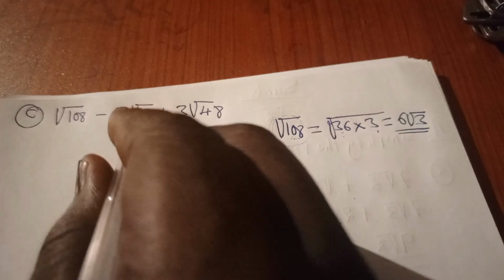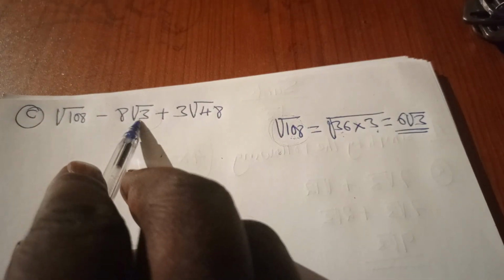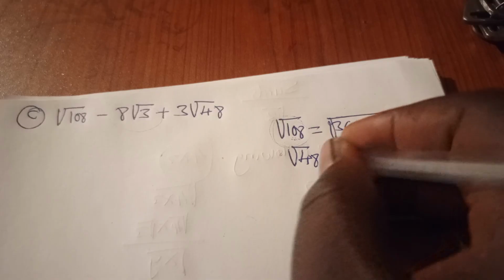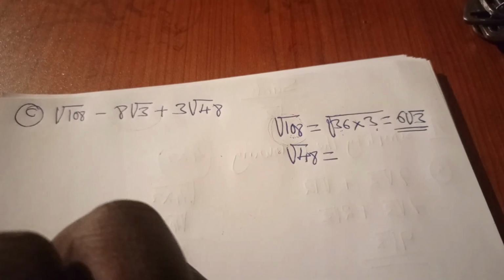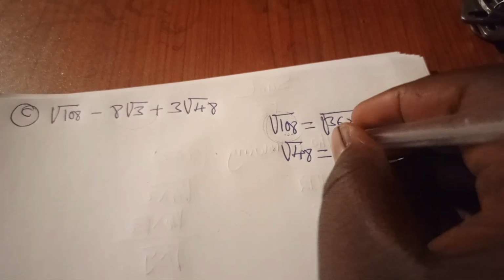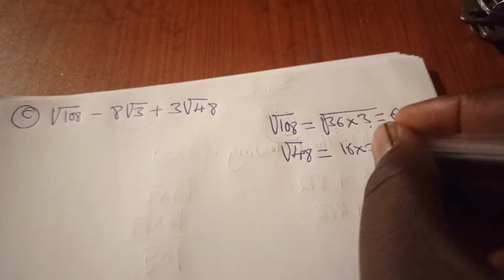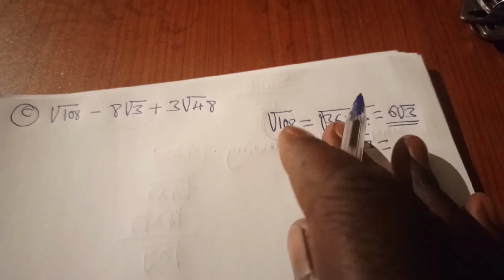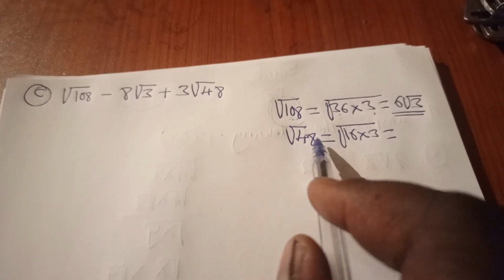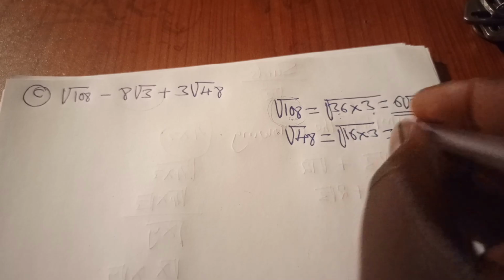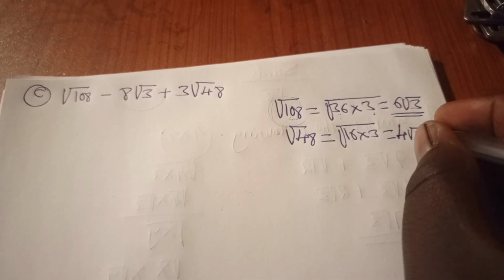Then I'll go to the next number. Since this one cannot be simplified, I'll leave it. So I'll go to the root of 48. Again, which numbers can I multiply to give me 48? Let me try 16 times 3. So 16 times 3 is 48. This 16 has got a perfect square, which is 4. So write 4 here and the root of 3.